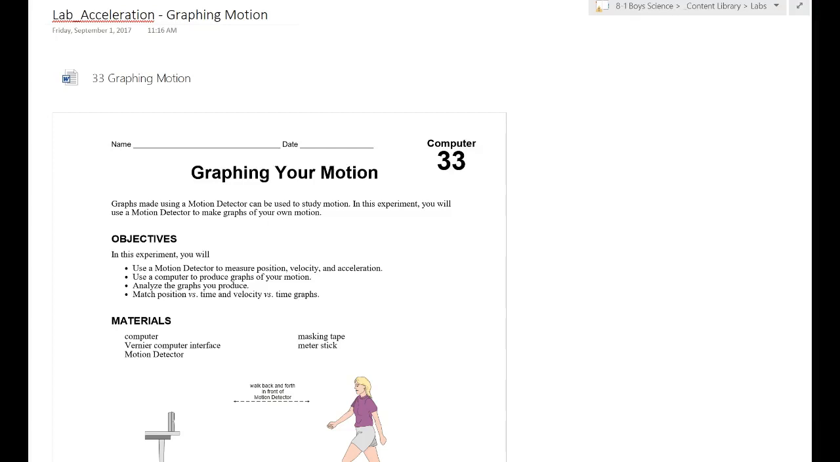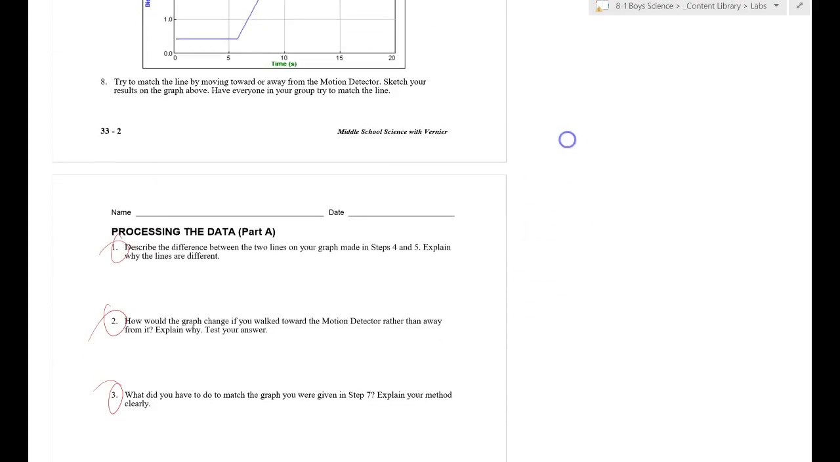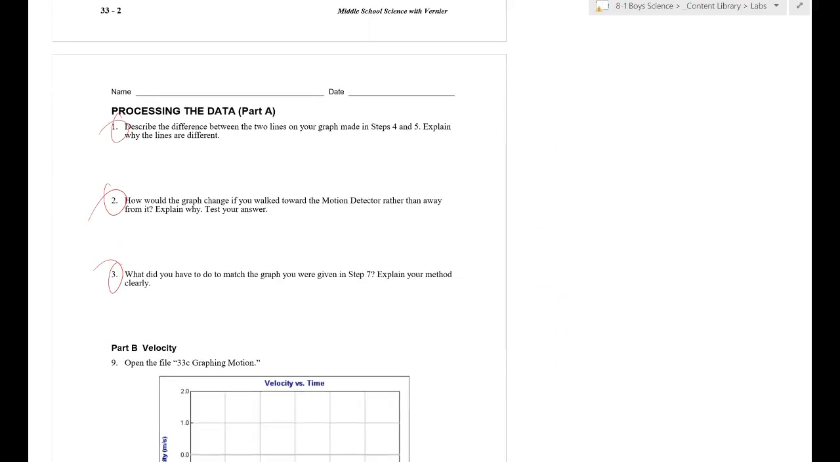For the graphing motion Vernier lab, which we've been calling the acceleration lab, I wanted to give you a couple tips and hints as to what you should be writing about in your lab report. So for question number 1, describe the difference between the two lines made on your graph in steps 4 and 5. Explain why the lines are different. So you should go back to steps 4 and 5, right? That's important information here, and see which graph we're talking about.